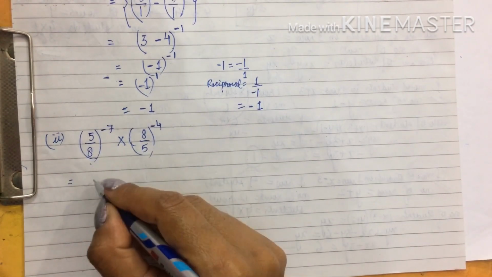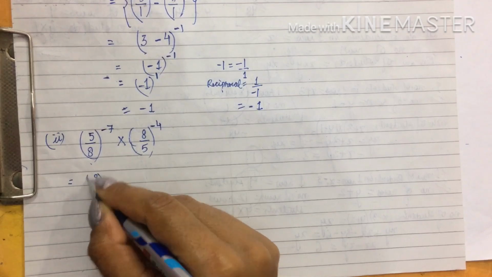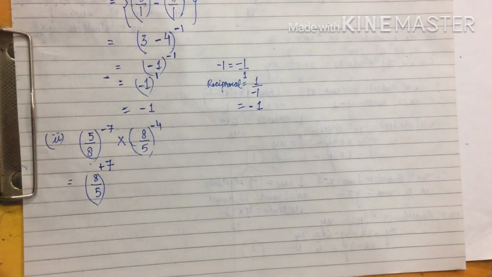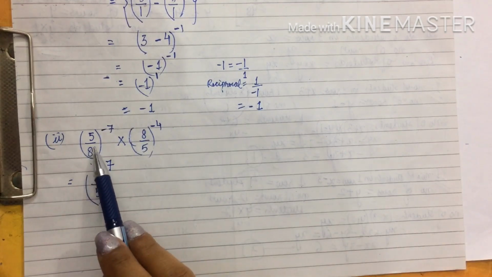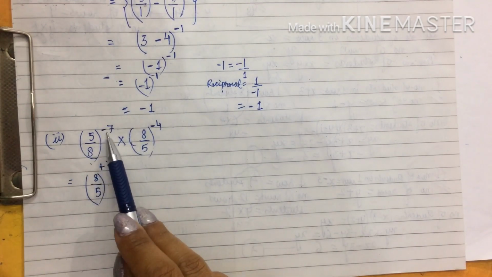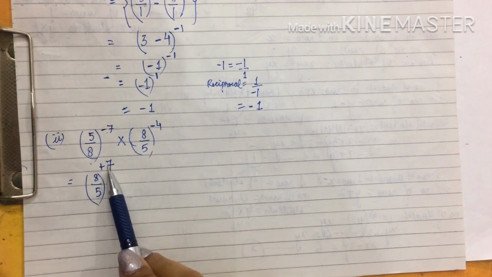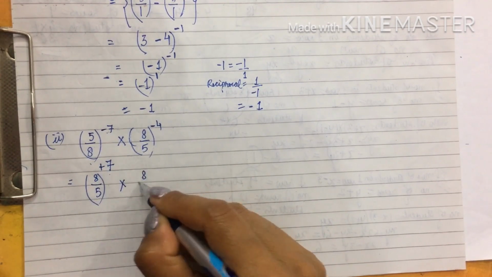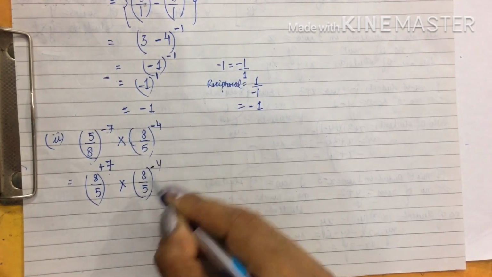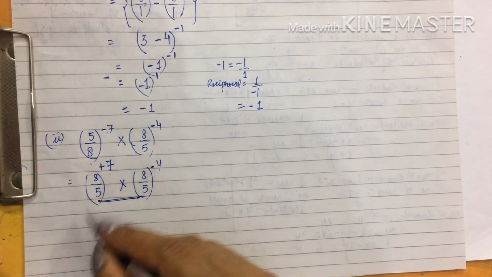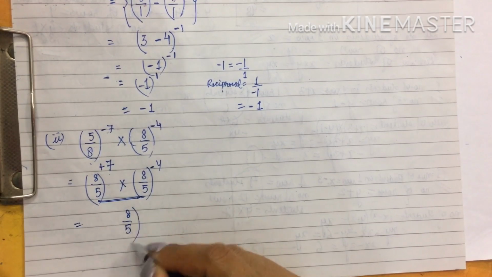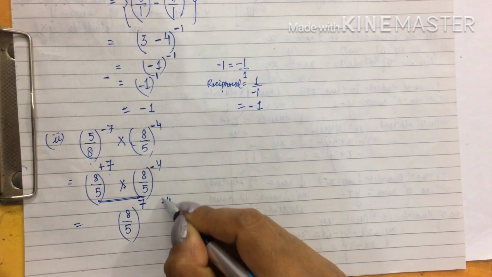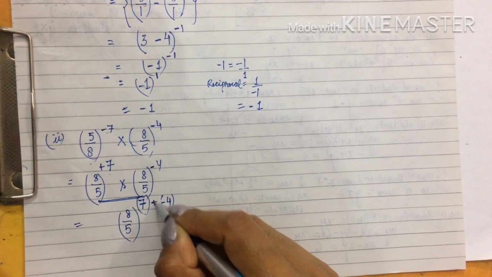What happens is, every time you write down the reciprocal of the base, the sign of the exponent changes. So I have written the reciprocal of the base. My exponent becomes plus 7. Earlier it was minus 7. The sign changes. There is no change to the second term. Now I have the same base, so I can apply my laws. Same base, in multiplication, powers will be added. So 7 and minus 4, these two will be added.